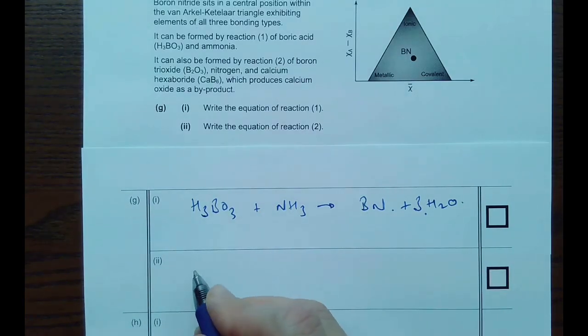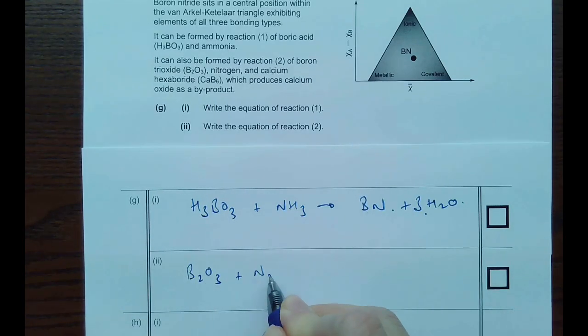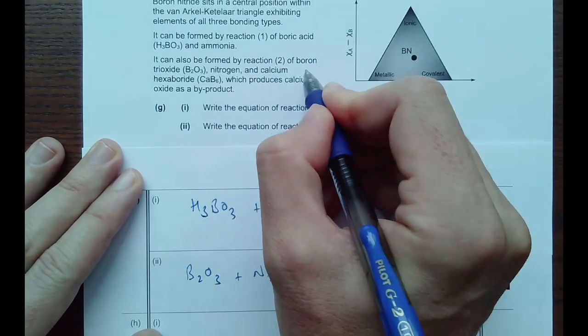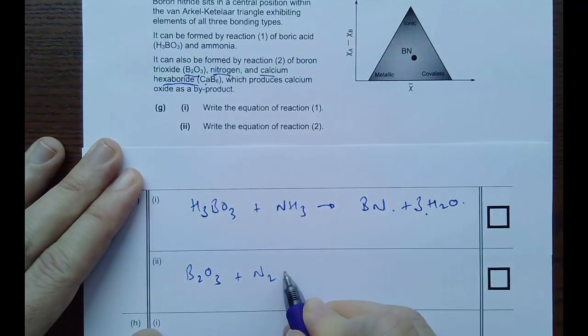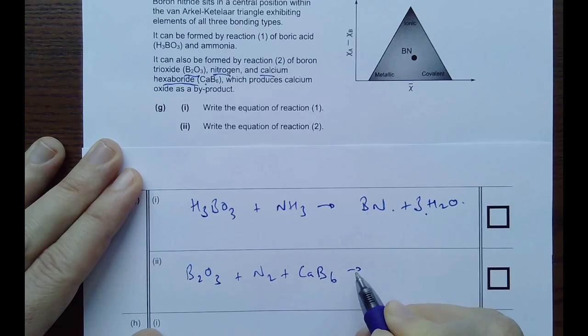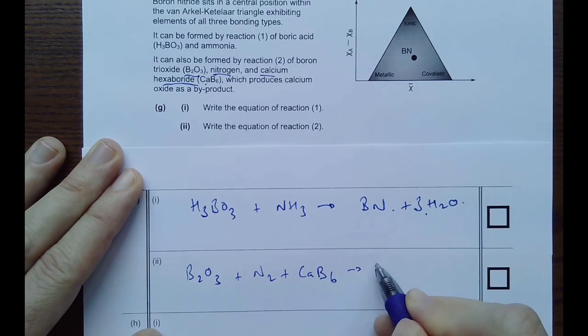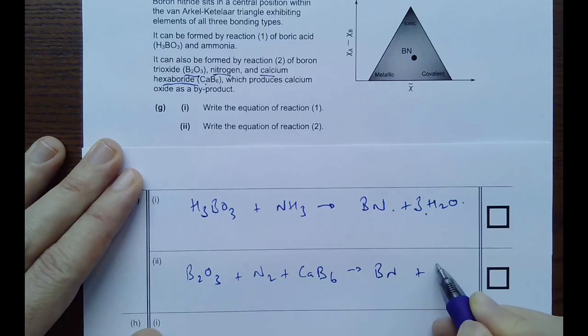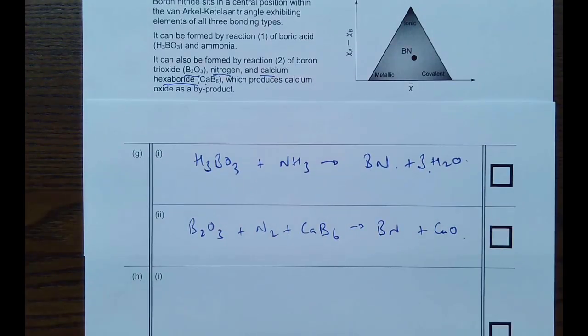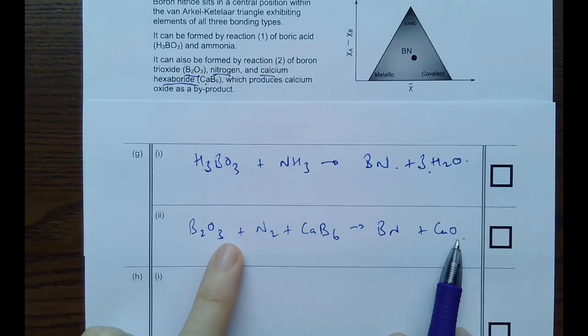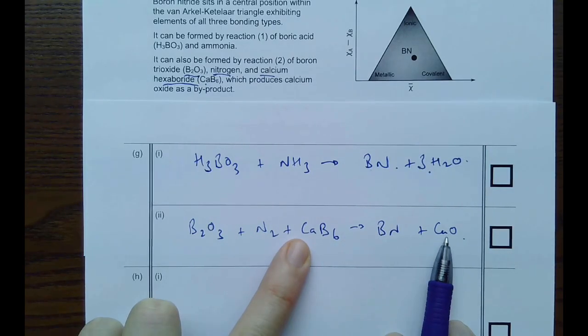So now I've got B2O3 plus N2, I'm reading this off here, boron trioxide, nitrogen, and calcium hexaboride, CaB6, which produces BN and calcium oxide as a byproduct. And I don't need to add in anything else because I've got my borons, I've got my oxygens, I've got my nitrogens, and I've got my calcium.